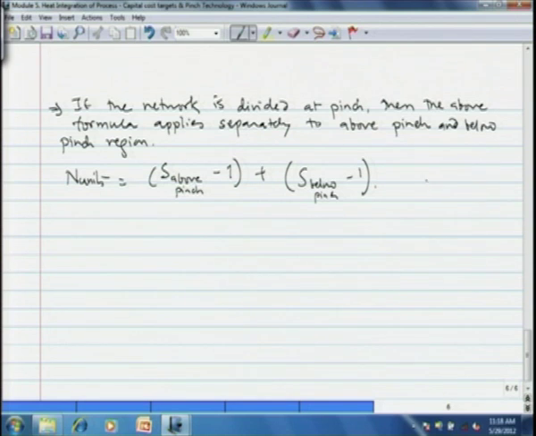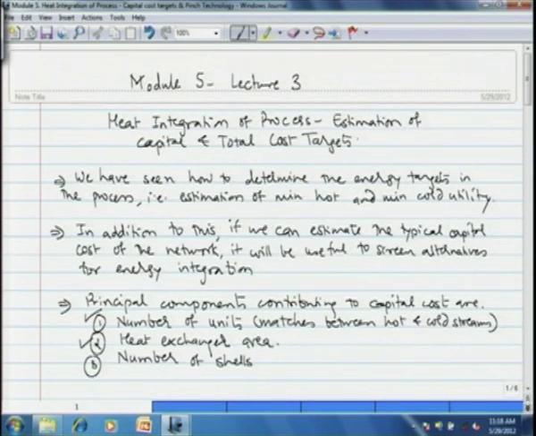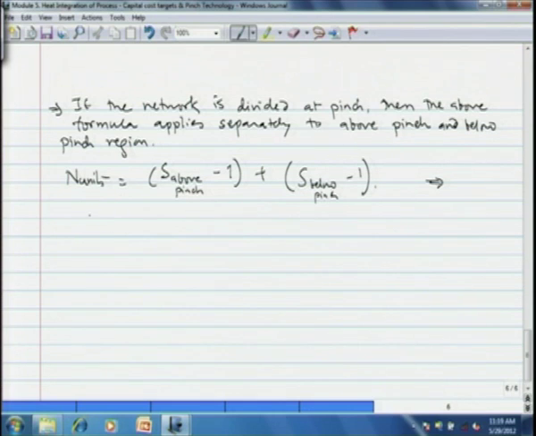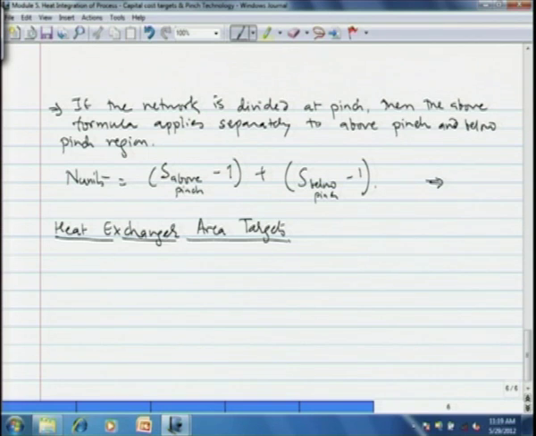So, we have answered the first question that we started with, that we have to determine the number of units or matches between the hot and cold streams, because they are one of the principal components that contribute to the capital cost. Now, the next task before us is to calculate the heat exchanger area target. We haven't made the actual matches between the streams yet. We have only identified the pinch and we have the composite curves. In such cases, how can we determine the exact heat exchanger area target?